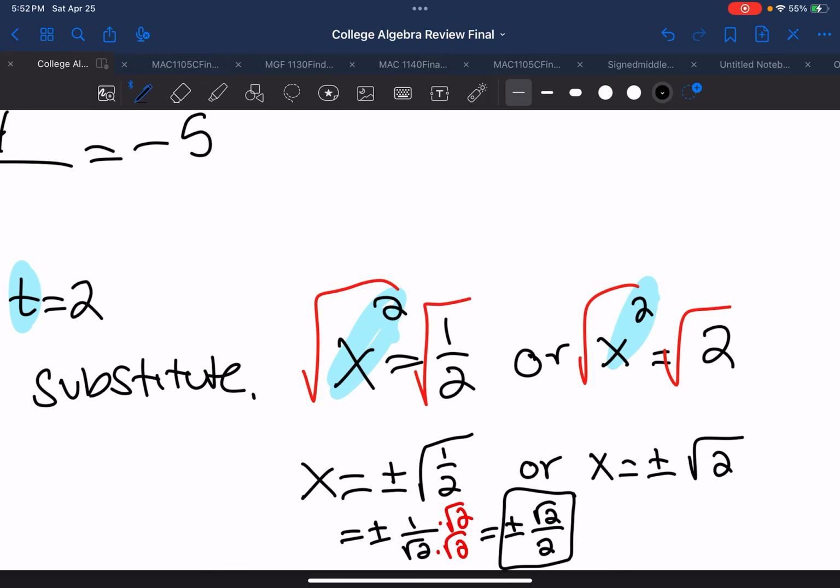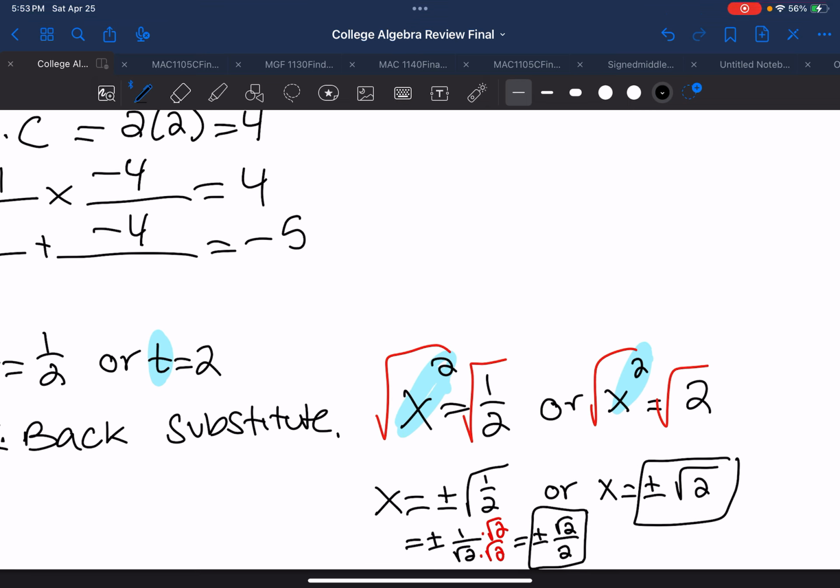So that would be my answer, and this would be my answer. So that's 4 answers there: positive square root of 2 over 2, negative square root of 2 over 2, positive square root of 2, and negative square root of 2. The only reason I had to rationalize this is because there was a square root in the denominator.